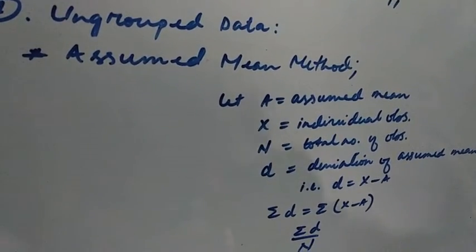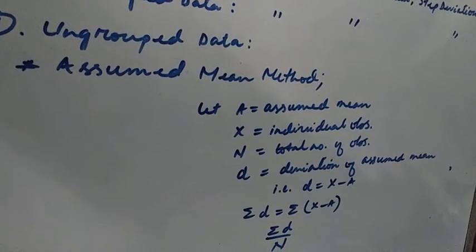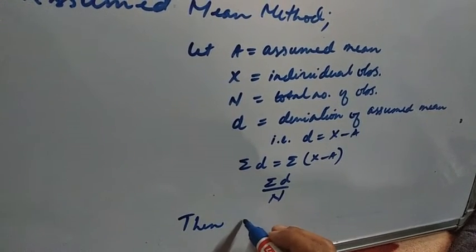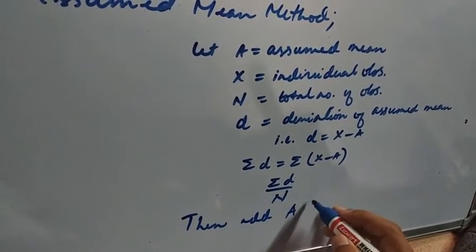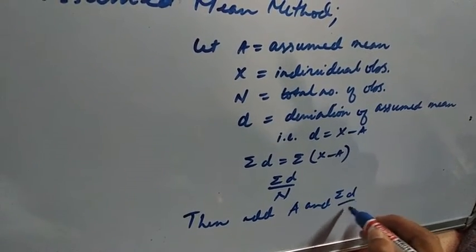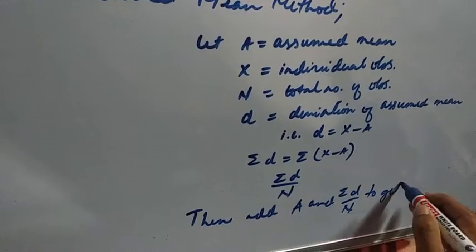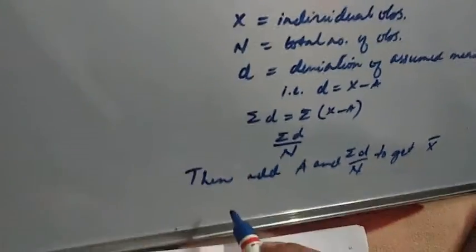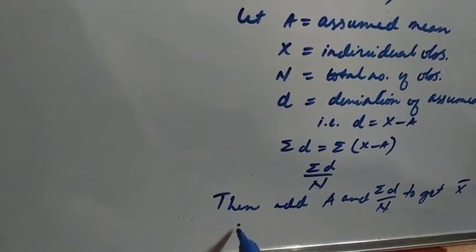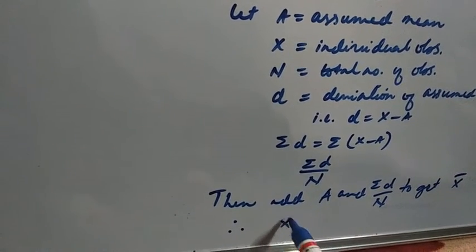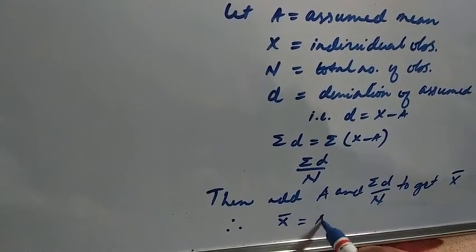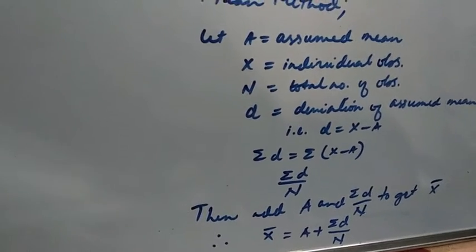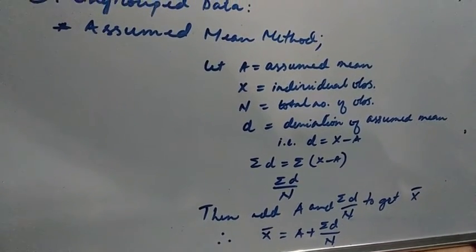Then after this you add A to the summation D divided by N. Add this assumed mean and summation D by N to get what is called the arithmetic mean. Therefore, the arithmetic mean is given by A plus summation D by N. So that is how we compute the assumed mean method.